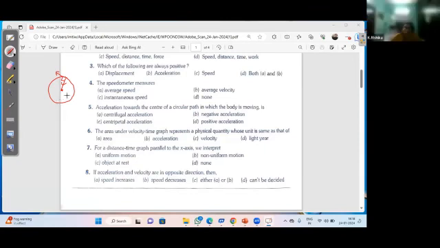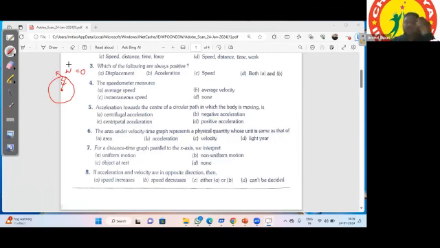Sir, is it 90 degrees? It's 90 degrees. So what will be the work done? 0. So work done by the centripetal force is always 0. Remember, this is a very high concept. If you keep this in mind, you will be able to solve numerous problems. The work done by the centripetal force is always 0.